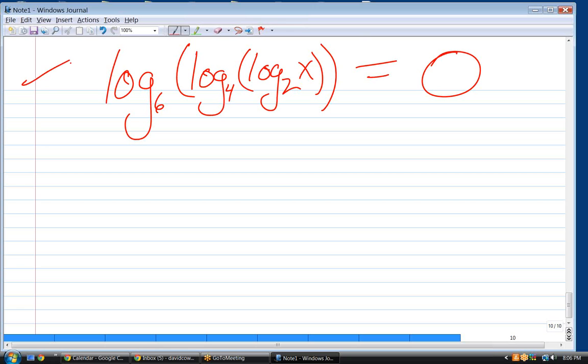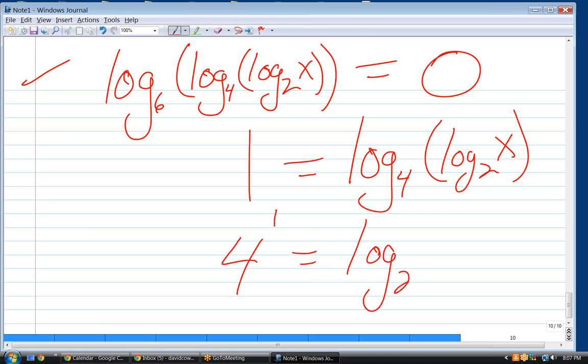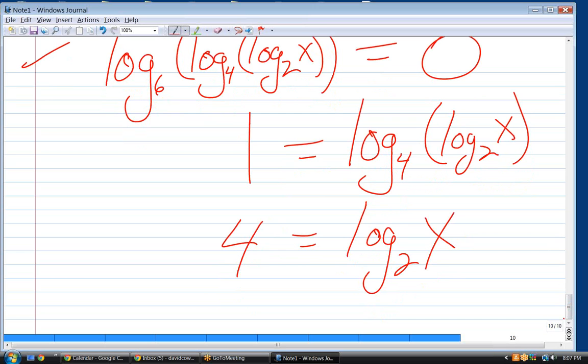So what's the exponential expression for this log expression? Remember the number on the far left. 6 to the 0 equals log base 4 of log base 2 of x. What's 6 to the 0 equal? 1. Turn it into another exponential expression. So then 4 to the 1 equals log base 2 of x. Turn it into one more exponential expression and you'll have your answer. 2 to the 4th equals x.